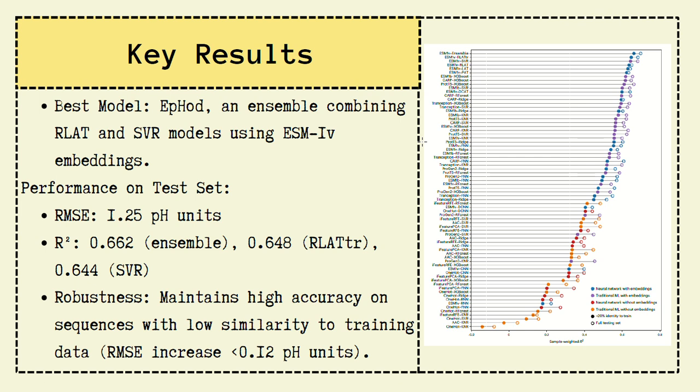On the test set, EPHOD achieved a root mean square error of 1.25 pH units, and the R square values for these models, as you can see, are between 0.64 and 0.66, but the main point of focus here is the 0.661, which is for the ensemble, or the EPHOD, which is the model on top here. About the robustness, the model maintained high accuracy even on sequences with low similarity to the training data, with only a minor increase in root mean square error of only 0.12 pH units.